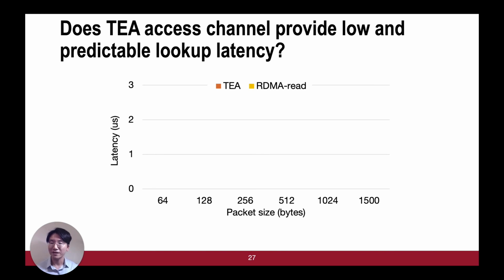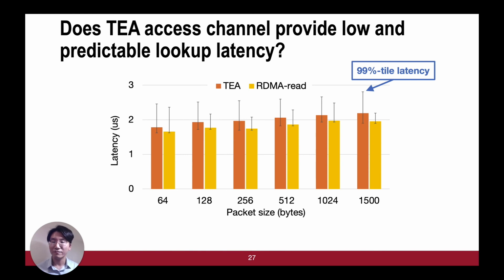Our first question is, can T provide low and predictable lookup latency? We measured the lookup latency with different original packet sizes and compared it with the server-to-server RDMA performance. Here, the x-axis is the packet sizes and the y-axis is the lookup latency in microseconds. This result shows that T can achieve around 2 microseconds latency, which is slightly higher than that of server-to-server RDMA read, and T incurs this small overhead because original packets are piggybacked to each RDMA packet. Also, this error bar indicates 99th percentile latency, which shows T can provide predictable latencies.